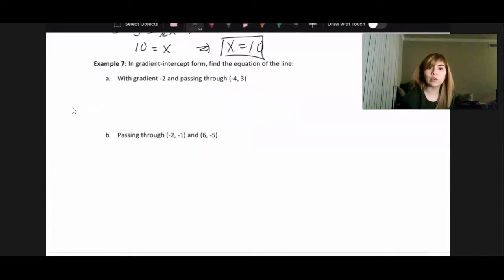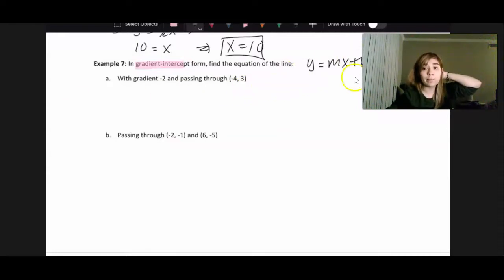Example 7, in gradient intercept form, find the equation of the line with gradient -2 and passing through this point. So they're very specific once again. This one wants to be in gradient intercept form, so this is different than example 1. Remember, gradient intercept form is y equals mx plus b. So that's what our lines have to look like. So in gradient intercept form, find the equation of y. Now, although they wanted it in gradient intercept form, they don't give us the information we need for gradient intercept form.